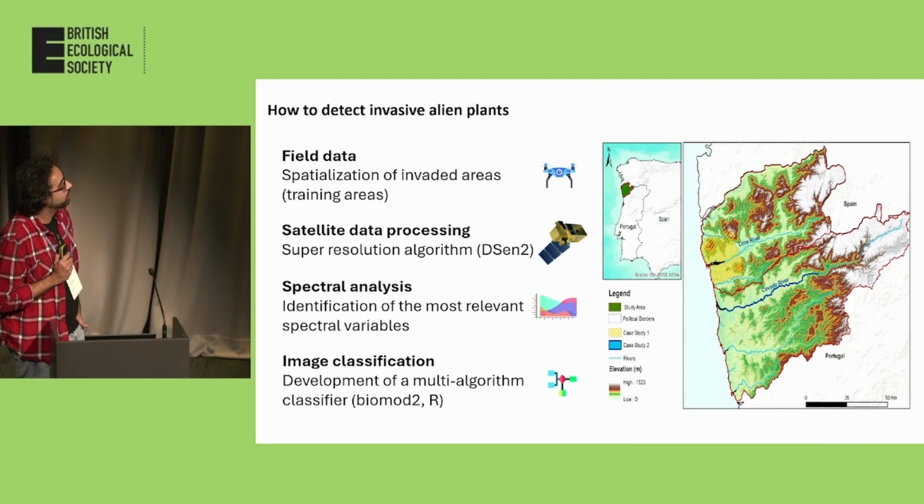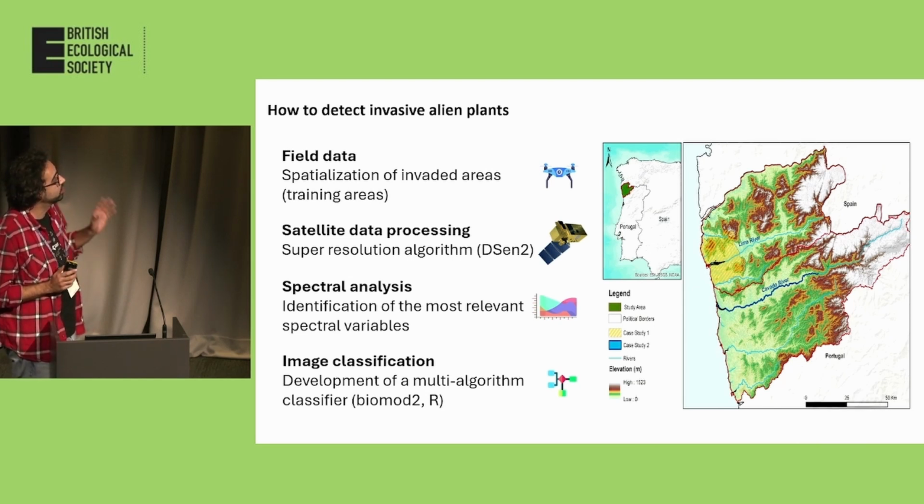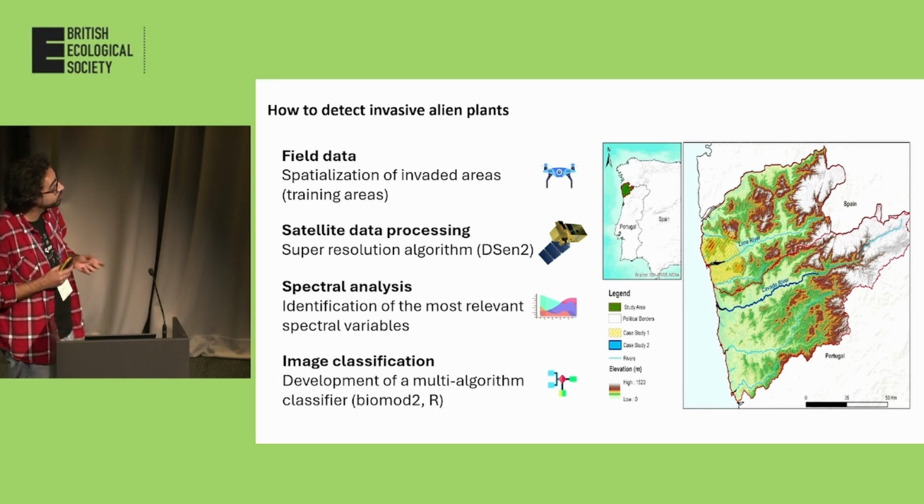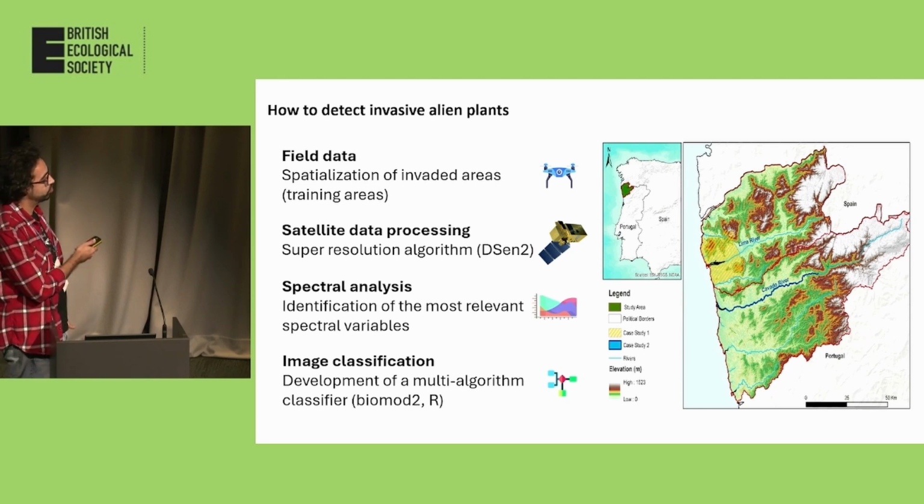So my two works that I will present here have more or less the same methodology. We go to the field, we collect presence data, we work the satellite data with DESCENT2, that is a super-resolution algorithm. We understand what are the spectrally relevant aspects that we must look at to detect our species, and we use biomod2 to use the power of the algorithms inside of biomod2 to detect areas that are spectrally identical to the ones that we detect as presence.